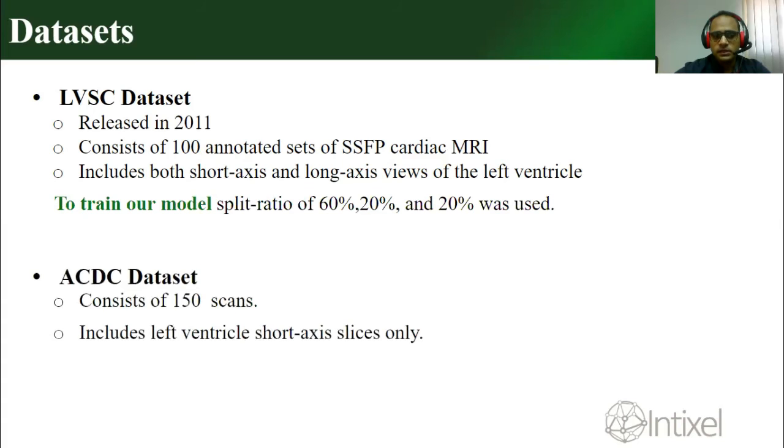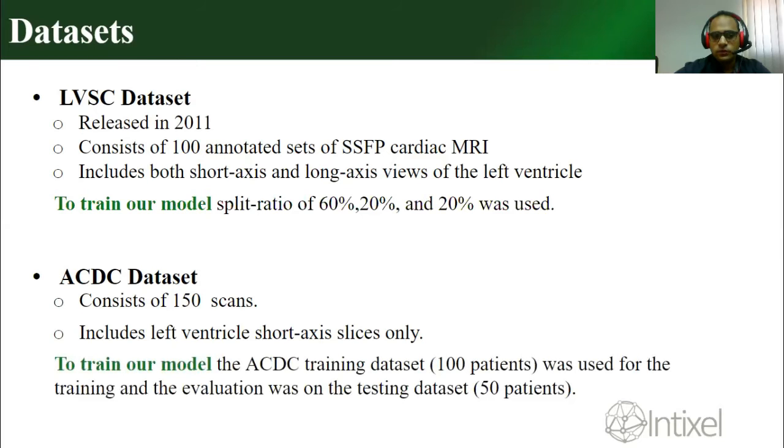The second data set is ACDC, the Automatic Cardiac Diagnosis Challenge, which consists of 150 scans. It included the left ventricle short axis views only. The ACDC was split by the challenge itself into 100 patients with annotations, provided to us to use for training, and 50 other patients kept for testing.